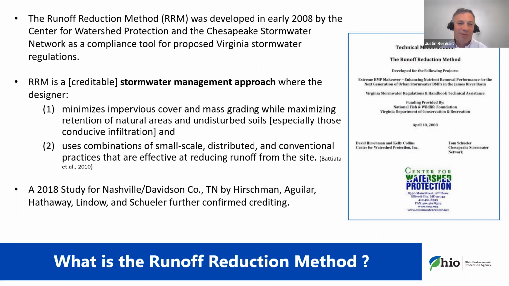So what is the runoff reduction method? Well, it was developed some 15 years ago by the Center for Watershed Protection, primarily focused on work in the state of Virginia and their new stormwater regulations. In a nutshell, I think the easiest way to describe it is a process for crediting a typical LID, meaning low impact development, or green infrastructure stormwater management approach.